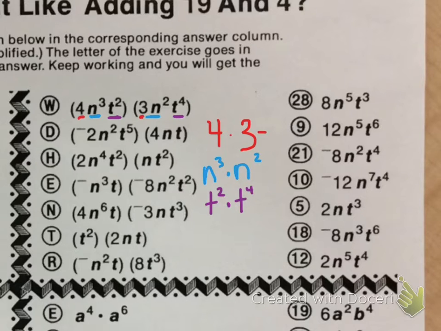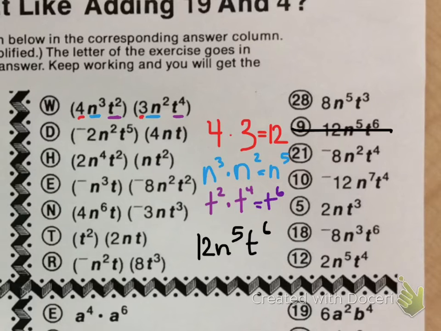Okay, so I solve each of these on their own. So I've got 4 times 3, I get 12. N to the 3rd times n squared, that means that I add them, I get n to the 5th. T squared times t to the 4th, I will get t to the 6th. Okay, so my final answer then is to put all those together. I'm going to have 12 n to the 5th, t to the 6th. And I look over, and that is number 9.